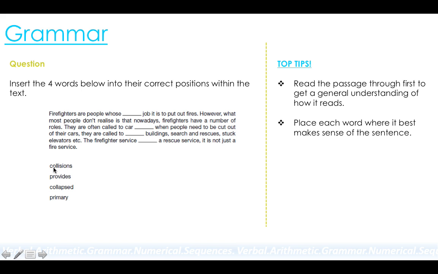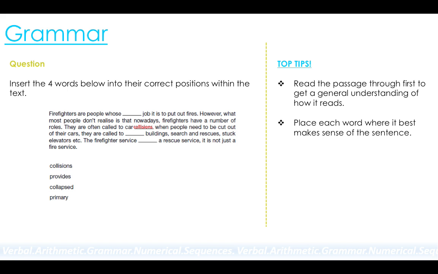So let's choose the first word here, collisions. Let's try and place it into there. If we read the sentence, "Firefighters are people whose collisions job," well, that just doesn't make sense. So we know that word can't go there. Let's try it in this space here. "They are often called to car collisions when people need to be cut out." That does make sense. So we could assume that word can be placed in that space there.